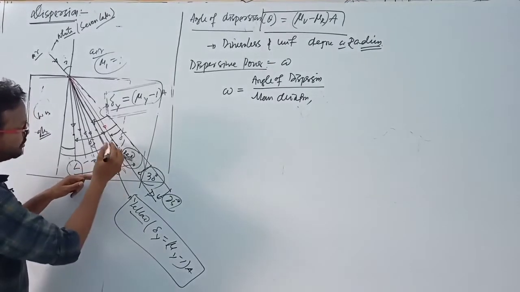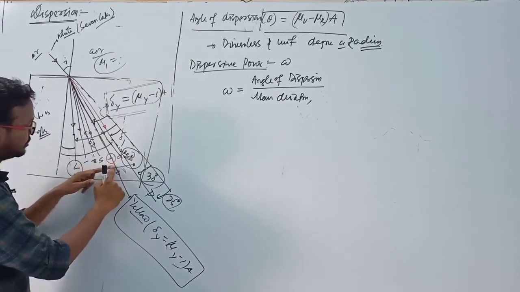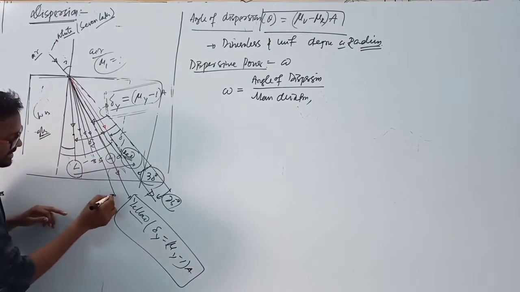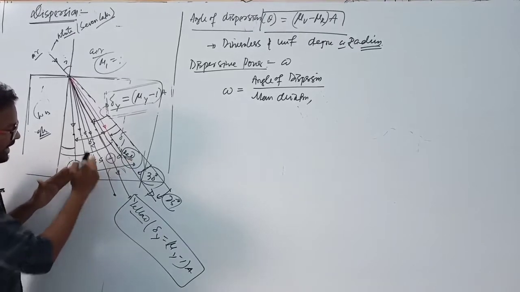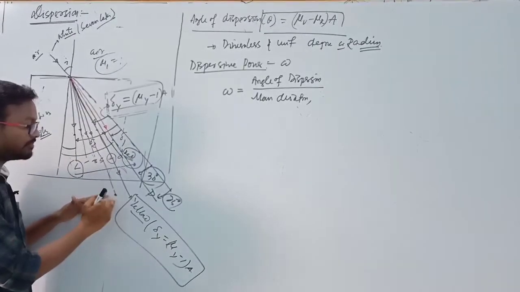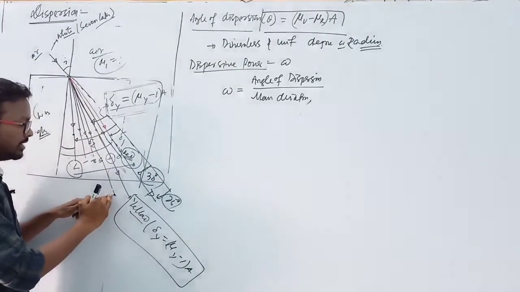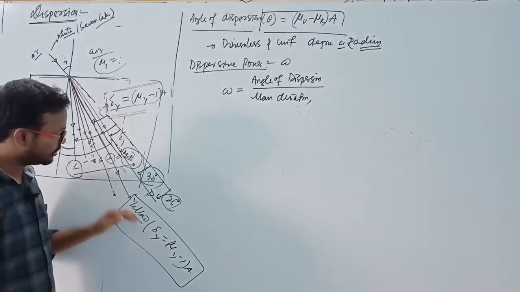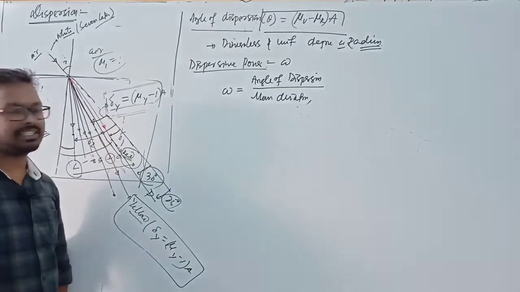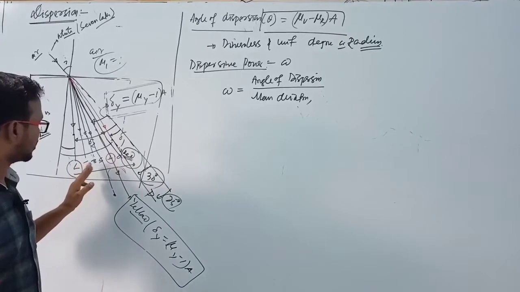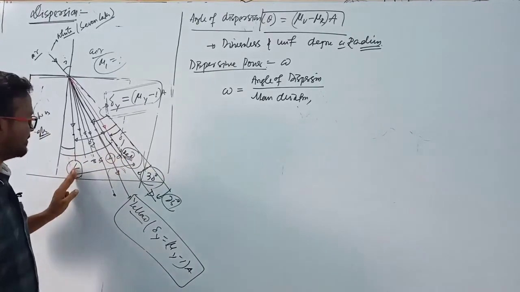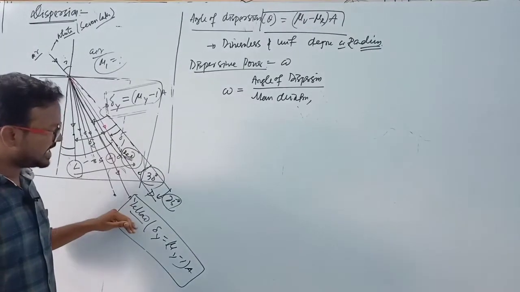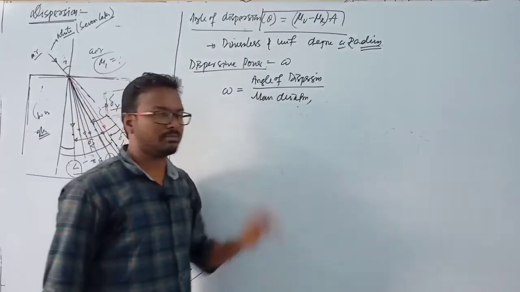Because the order is red, orange, yellow, and then green, blue, indigo, violet. Then a question may arise: sir, green is in between red and violet, so green should be the mean value. But no, yellow color is taken as the mean or average value. Why? Because yellow color is more sensitive to our eye compared to other colors. If we ignore red and violet, yellow color light is the most sensible to our eye. So yellow color light is taken as the mean deviation. You have to remember this relation.